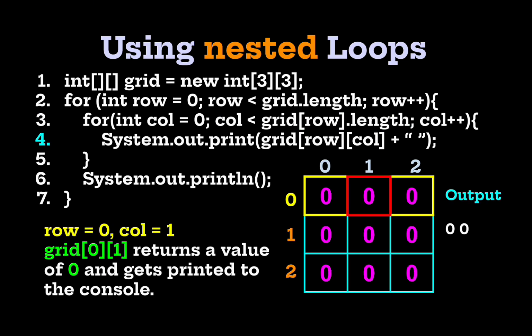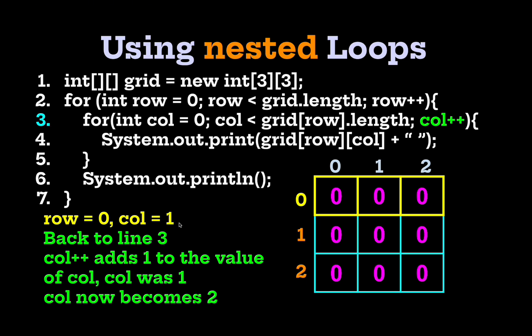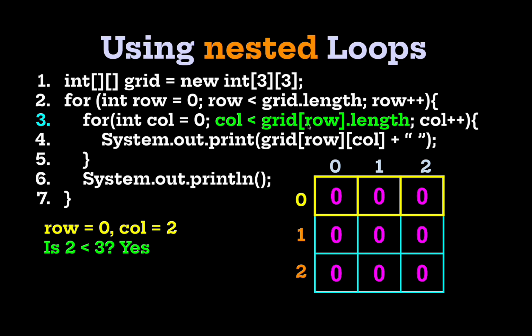On line 4, what do we have? We have the system.out.print, right? And we know that row is still 0. Row hasn't changed yet, but col is 1 now. And so grid 0, 1, which is, look at this red highlight here, returns the value of 0, and that gets printed to the console here. And we go back again to line 3. Notice this col plus plus: initially, col was 1, right? We add 1 to that value. Col now becomes 2.